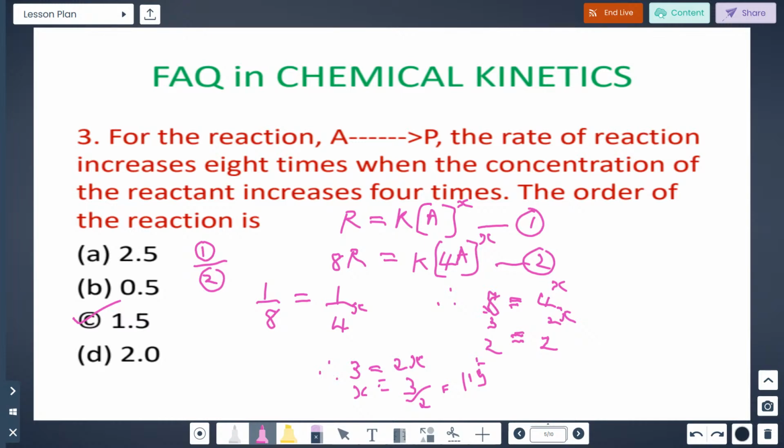Simple sum. So we have to compare, and by this we frame the two equations. If we solve the two equations, we can get the answer for the order. Now the order is 1.5. It's a fractional order. Understood? Okay. Now I think you understood everything.